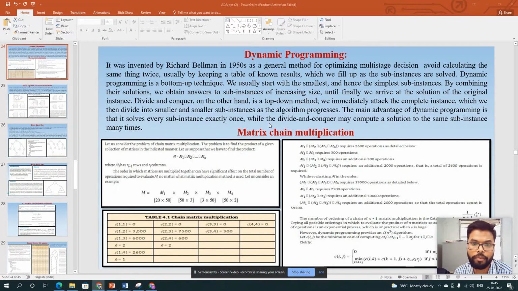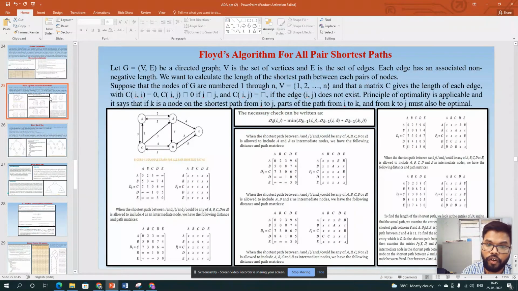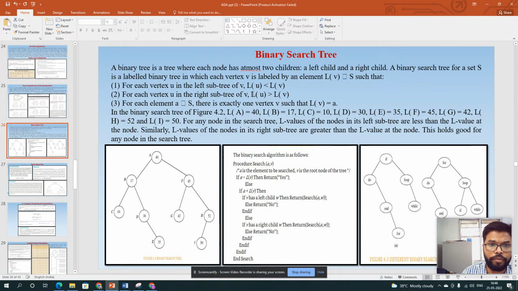With the help of dynamic programming, we can solve various problems. The matrix chain multiplication problem can be solved by using dynamic programming. The Floyd algorithm for the all pair shortest path problem provides the shortest path between all pairs of nodes in a directed or undirected graph, so this can also be solved by using dynamic programming. The binary search tree problem, with insertion and deletion, and various others can also be solved by using dynamic programming.